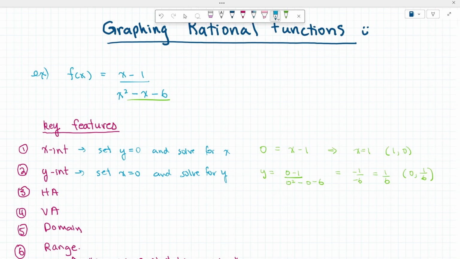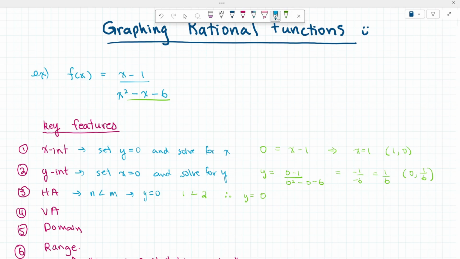Okay, horizontal asymptote. This is where I said to reference my video on finding horizontal asymptotes. I'll give you a sneak peek. If the degree of the numerator, which we'll call n, is less than the degree of the denominator, which we'll call m, then we have a horizontal asymptote at y equals 0. In this case, the degree of our numerator is 1, which is less than the degree of our denominator, which is 2. Therefore, we have a horizontal asymptote at y equals 0.